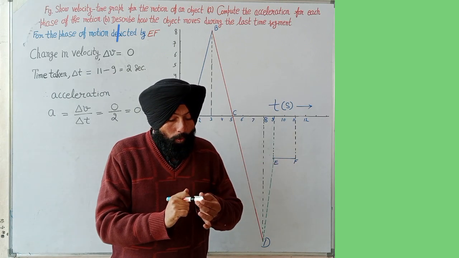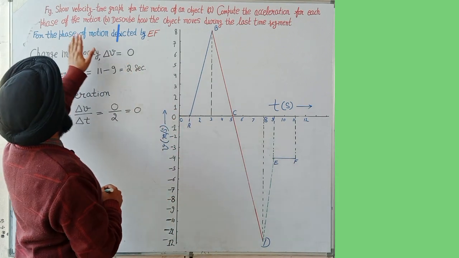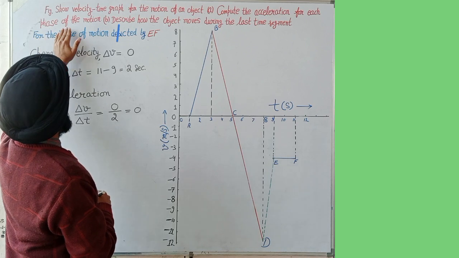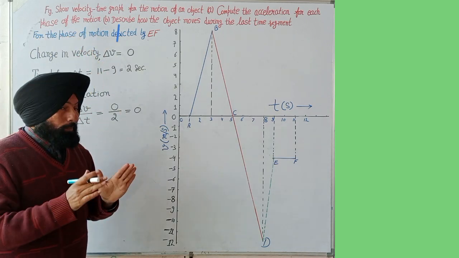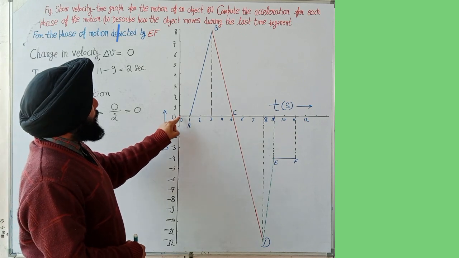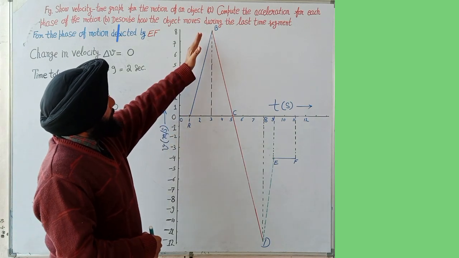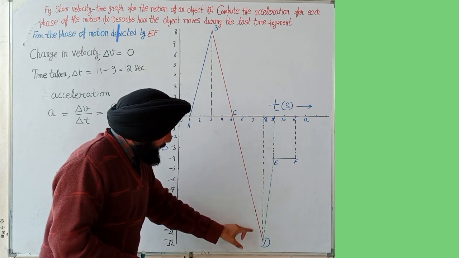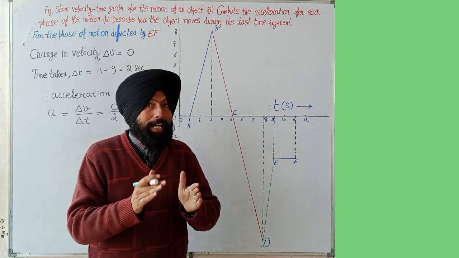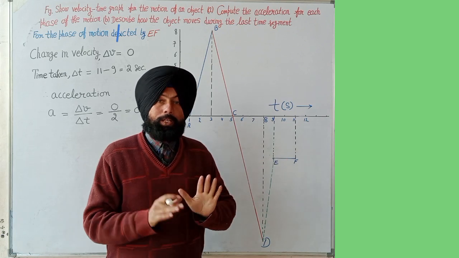Now this is all about step A. Compute the acceleration for each phase of motion. We have calculated the acceleration during the phase O to A, then A to B, then B to D, and after that D to E, and lastly E to F.